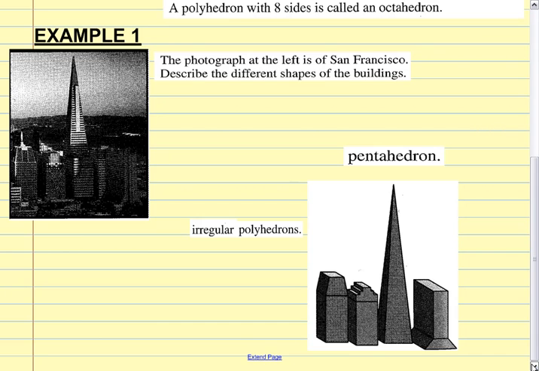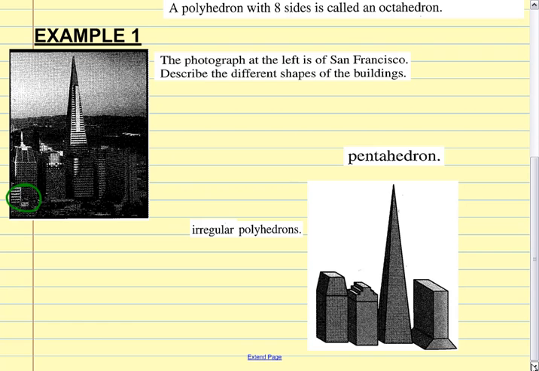The photograph at the left is of downtown San Francisco. Describe the shapes of the building. By the way, this building right here, this big pyramid, is called the Transamerica Building. I used to work about right here. I taught at a school in this area called Grace Cathedral. I used to live in San Francisco. Yeah? The Giants. I do like the Giants, but I'm a bigger Rangers fan.